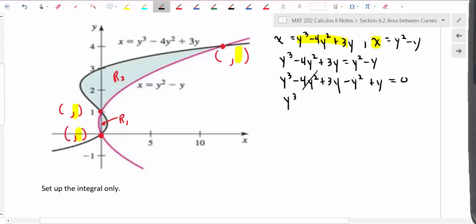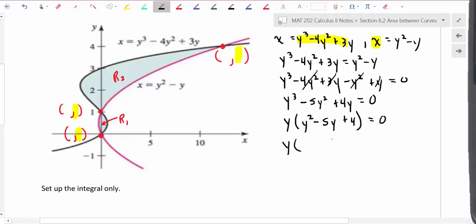Okay, then what you want to do is any like terms go together. So negative 4y to the second minus y to the second is minus 5y to the second. And then 3 plus 1 is going to be plus 4y is equal to 0. Okay, this one you can factor a y out. You have a common factor of y. So take that out. That will leave you y squared minus 5y plus 4 equals 0.